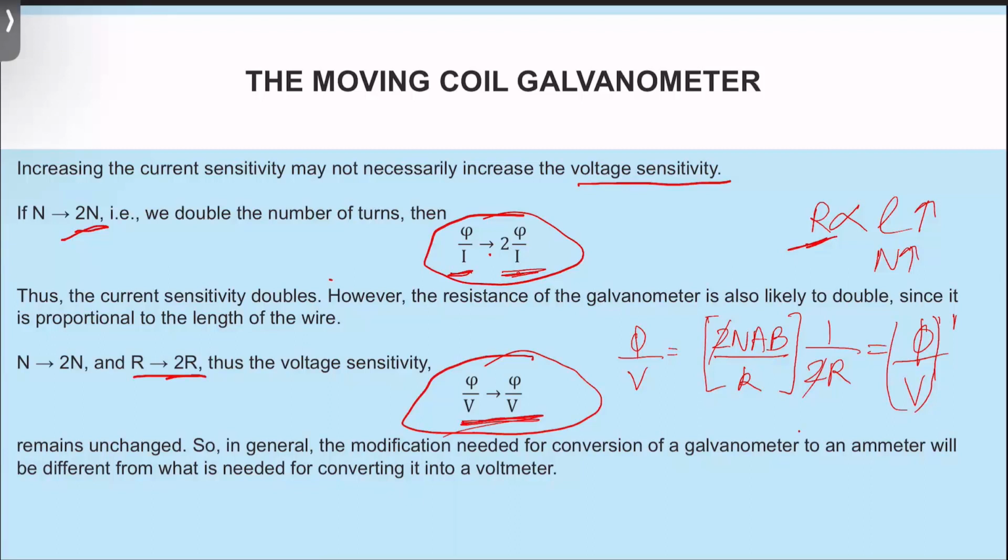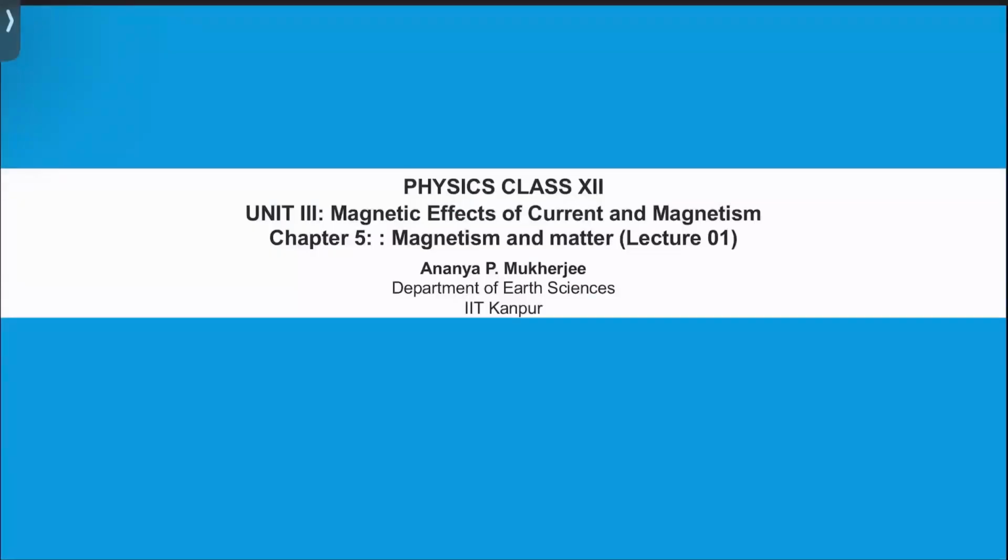Okay, so with this we finish the fourth chapter. Now we will move on to the fifth chapter, that is your magnetism and matter.